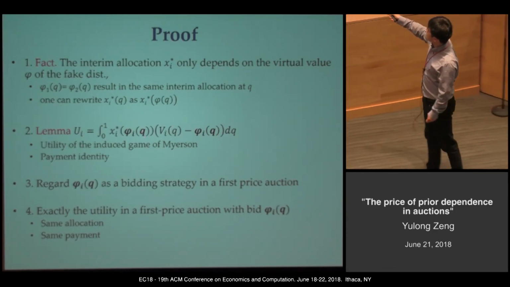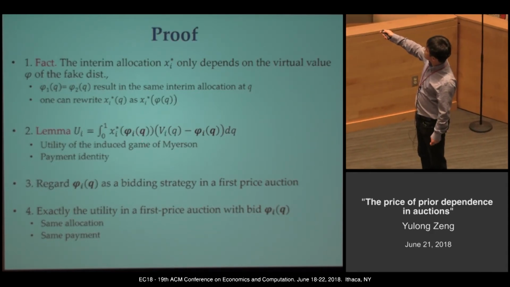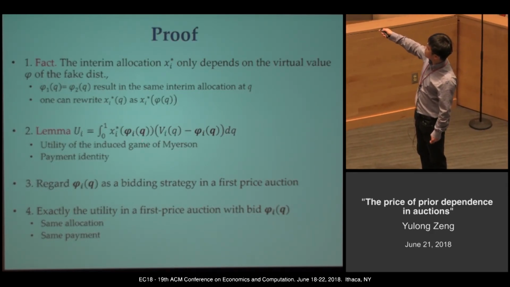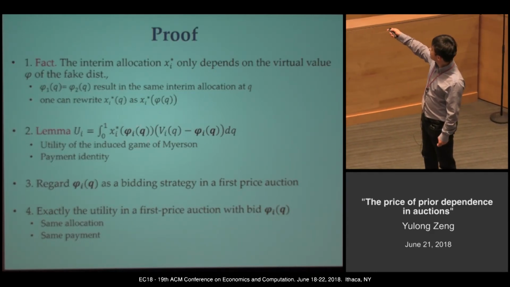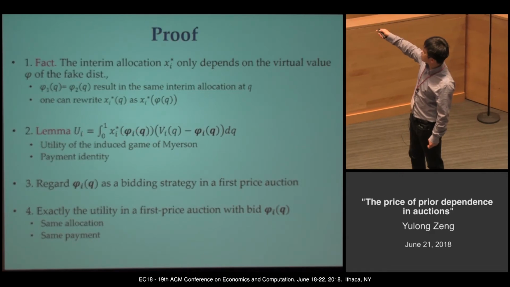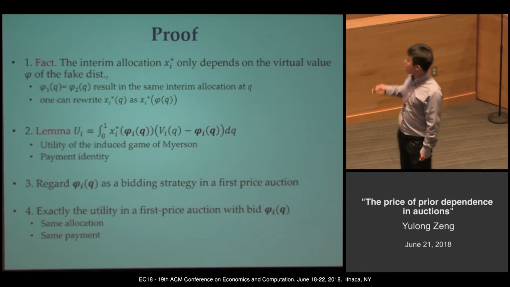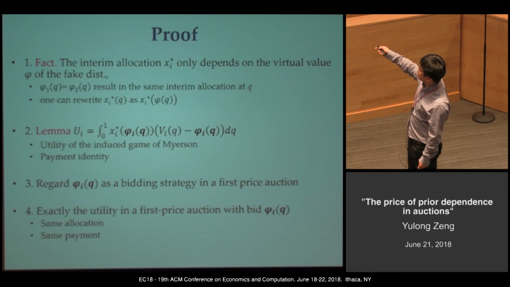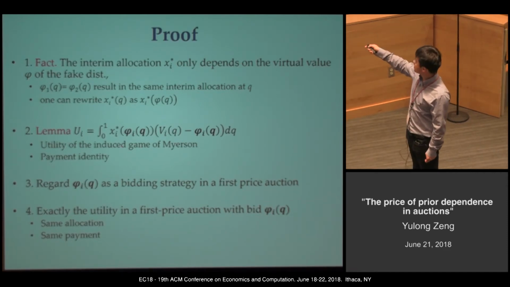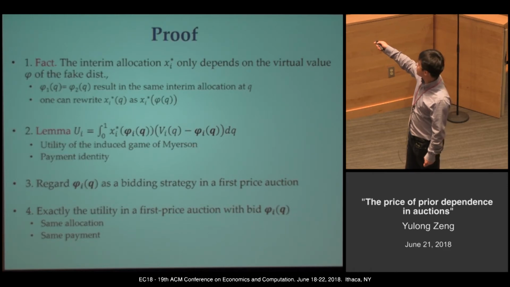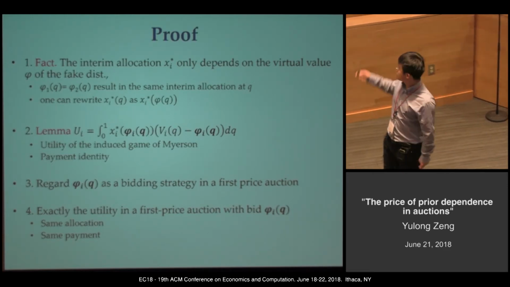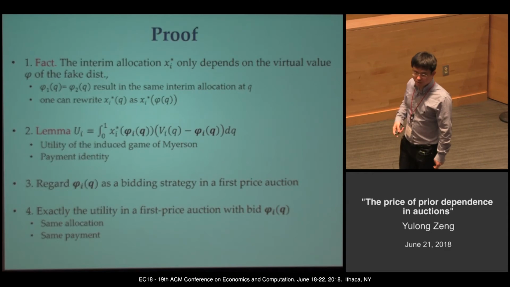Now I want you to switch the understanding of this function as a bidding function in the first price auction. Okay? So you consider this to be a bidding strategy in first price auction. And this is exactly the definition of the utility in first price auction. So this is the probability that you get allocated with this bid. And this is your value minus your payment, right? This is the utility gain that you get from winning. So the winning probability times the utility gain.